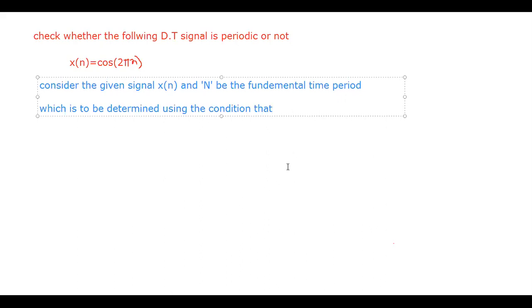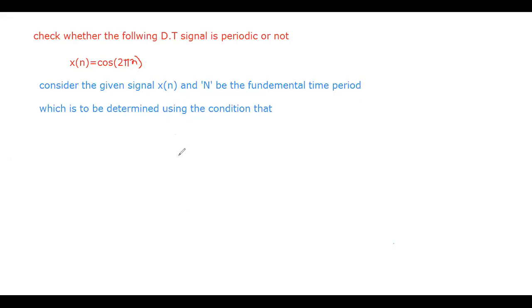Now see here, consider the given signal x of n, and let capital N be the fundamental time period of the given signal x of n, which is to be determined using the condition. Already we know that condition. What is the condition here? How can we determine the fundamental time period of a discrete time signal?